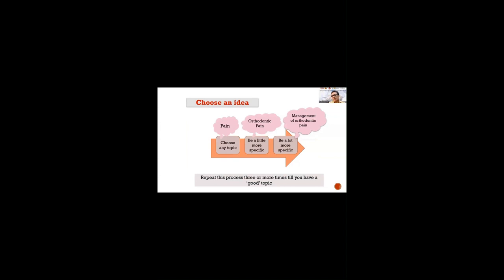And be a little bit more specific. What are you trying to find out? How to manage this orthodontic pain. So repeat this process 3 or more times till you have a good topic. So it's like you are churning and you're able to come to the specific point which you want to investigate.